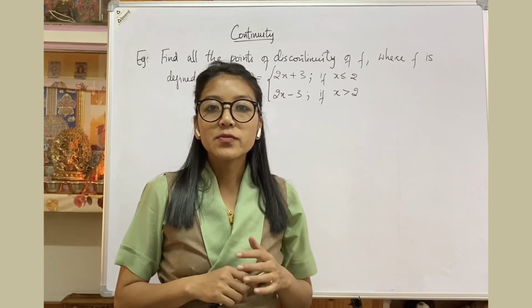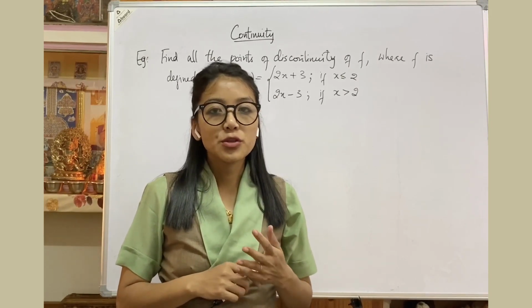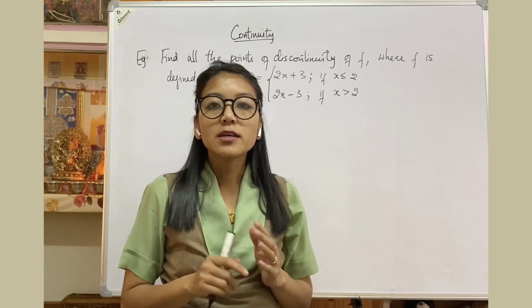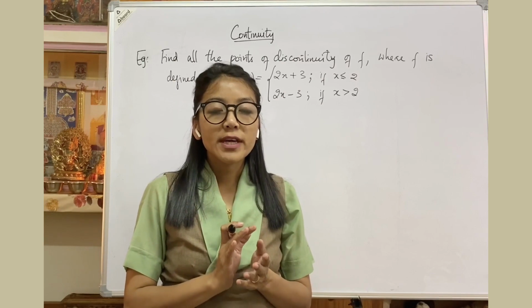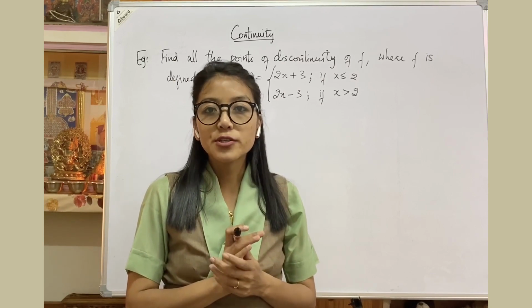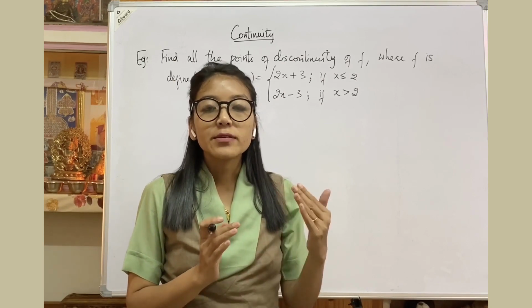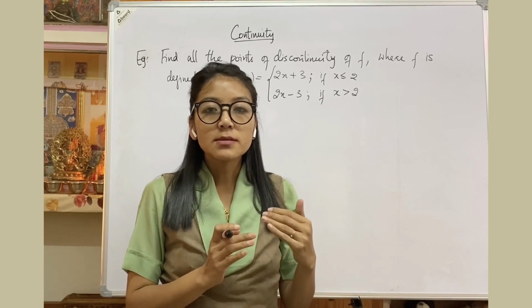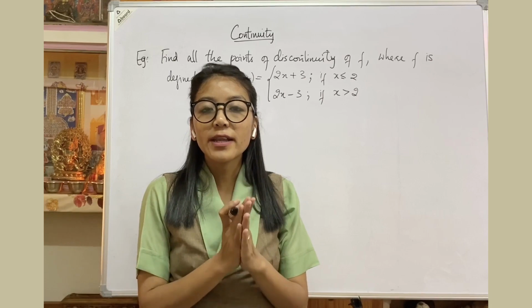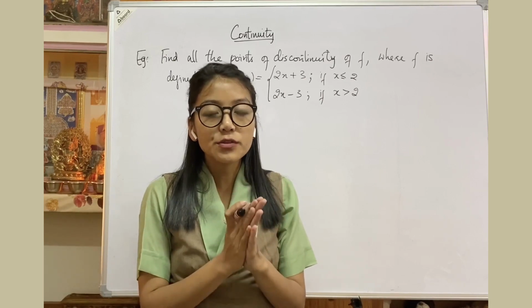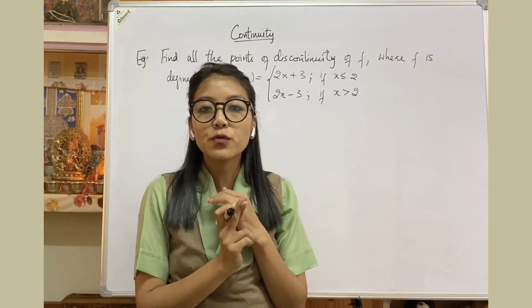So in the last class we completed the topic of continuity, in which we defined continuity and saw how we can check whether a given function is continuous or not. That can be done in three ways. First, you check whether the function is defined at the point at which you are checking the continuity. That was the first condition you look for.